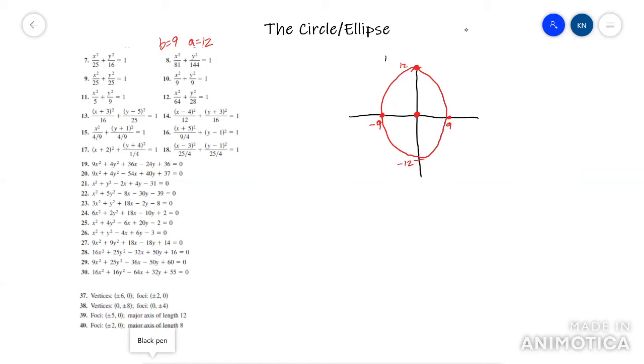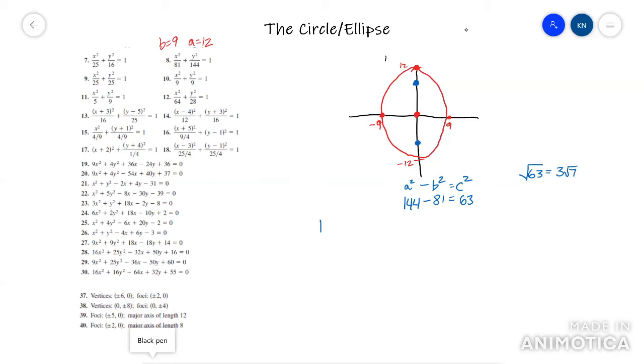So now I would be looking for my C value to get these foci points. A squared minus B squared equals C squared. So this is going to be 63. When you root 63, you get 3 root 7.